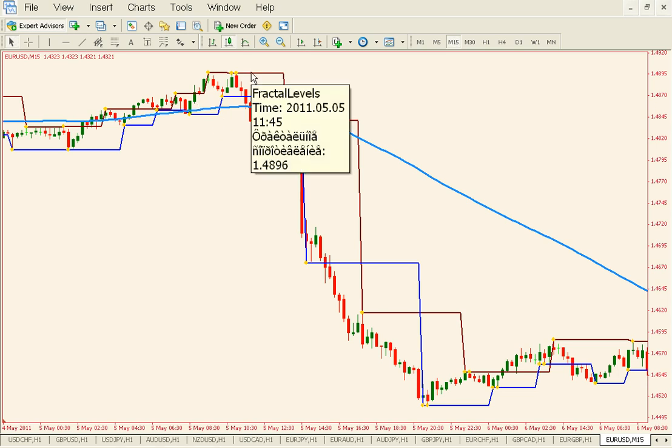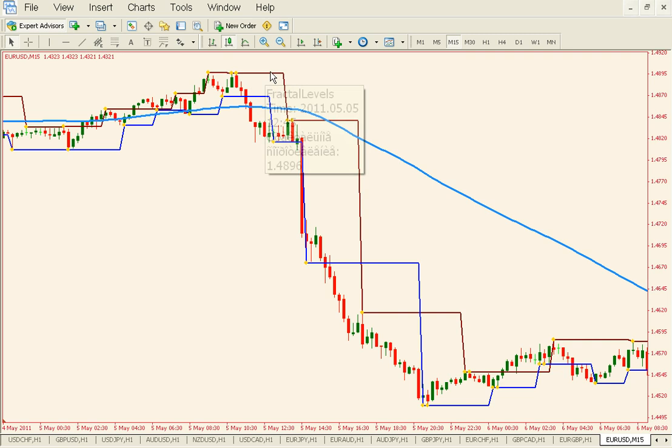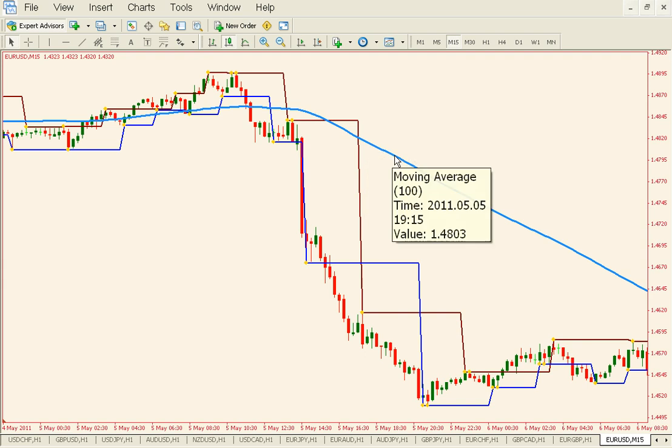These lines, the dark brown, maroon line here is making a fractal high level, and the blue one's making a fractal low level. Okay, I'm on a 15-minute time frame, and I could trade it on the hourly time frame also, but you get fewer signals and longer between. I have this 100-bar simple moving average in there.